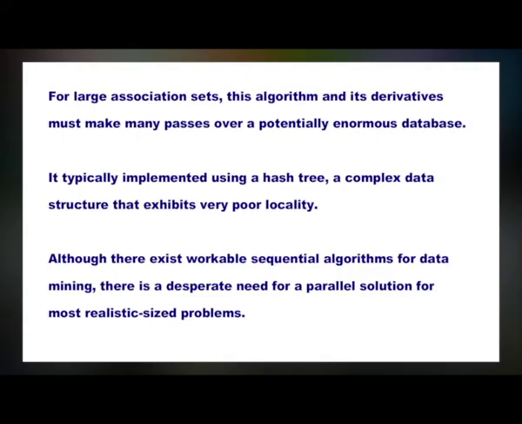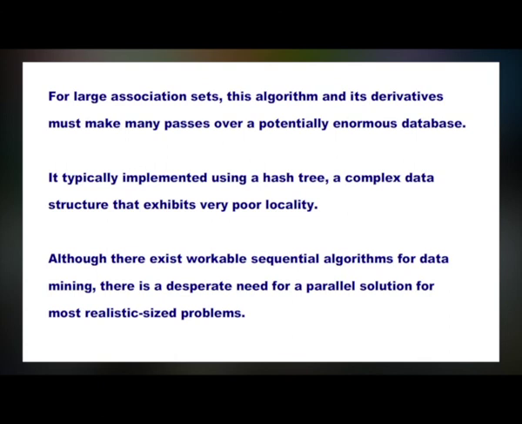The intuition is that for any set of items that occurs frequently, all subsets of that set must also occur frequently, and that is the understanding. For larger association sets, this algorithm and its derivatives must make many passes over a potentially enormous database. It is typically implemented using a hash tree, a complex data structure that will exhibit very poor locality.